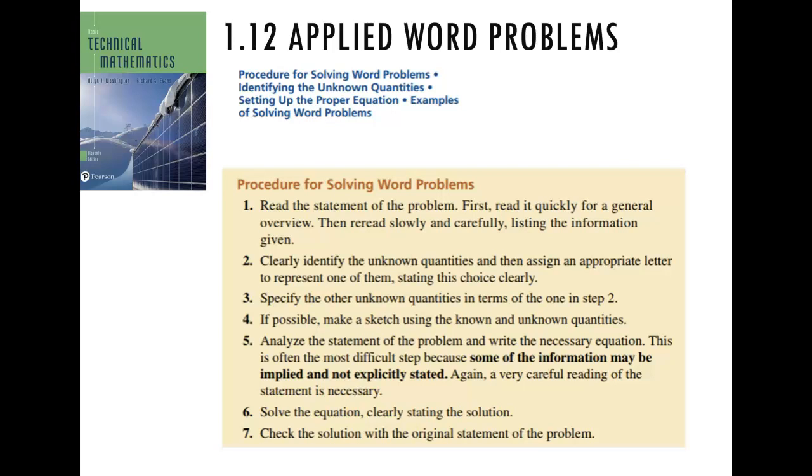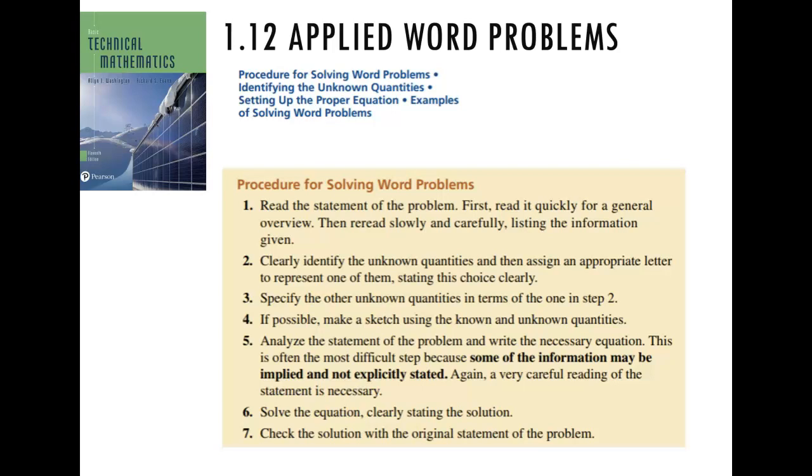Specify the other unknown quantities in terms of that one that you chose. If it's possible, make a sketch using these known and unknown quantities. Then step 5 says, analyze the statement of the problem and write the necessary equation. This is because sometimes some of the information is implied and it's not explicitly stated. So here again, we need to read carefully. So we might have to reread the problem yet again.